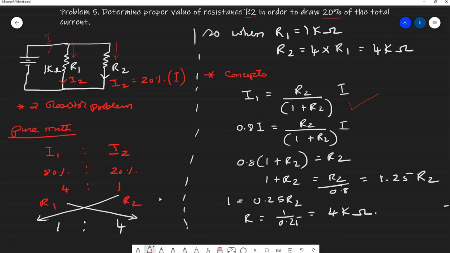So 0.8 times of I is equal to R2 divided by 1 plus R2, which we don't know the value of R2, times I. Again, this is basic math. When you simplify, you will end up getting an equation like 1 equals 0.25 times R2. The value of R2 will be 1 divided by 0.25, which is 4 kilo ohm. So depending on what you've been asked, you can either use this quick method or you can show your skills using this method.